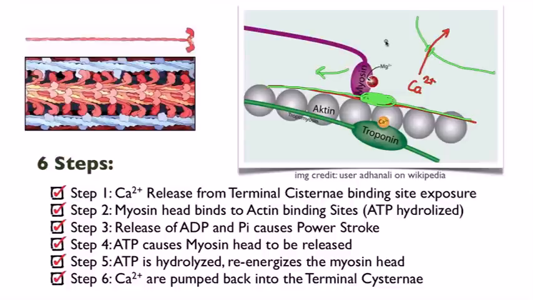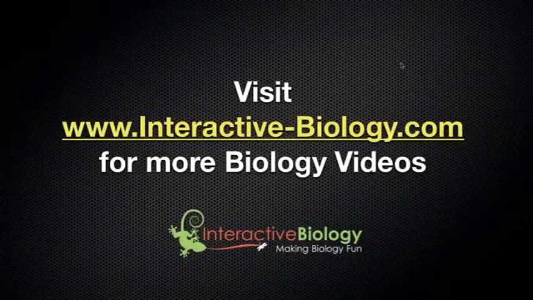Then ATP comes in, binds to the myosin head, causes the myosin head to be released from the actin. The myosin head gets re-energized when the ATP is hydrolyzed back into ADP and inorganic phosphate. Calcium ions are pumped back into the terminal cisternae, and this process can happen again. Well, that's pretty much it.